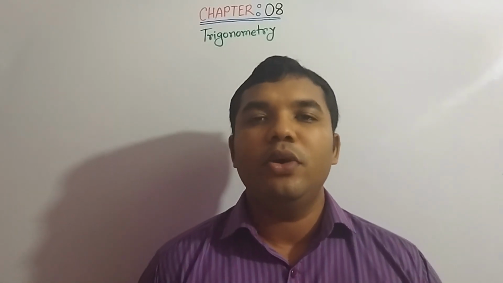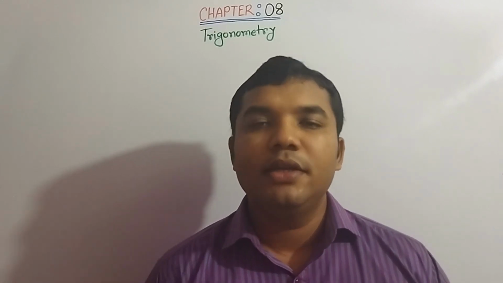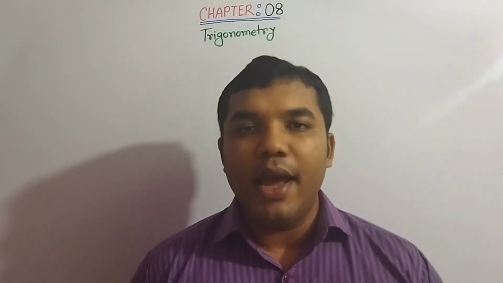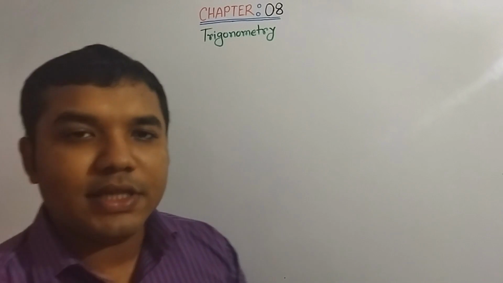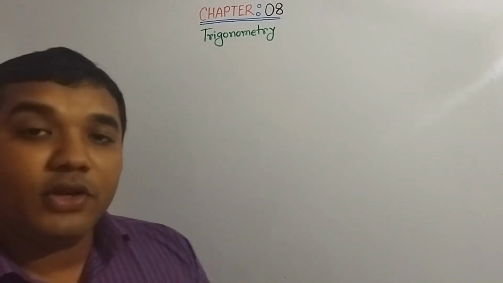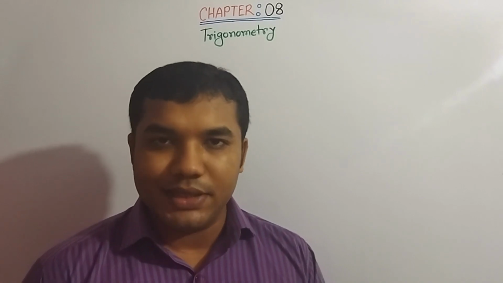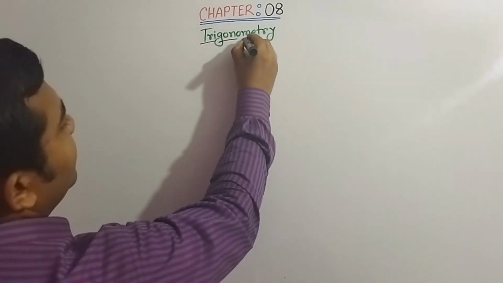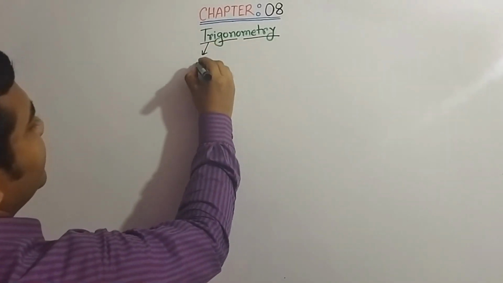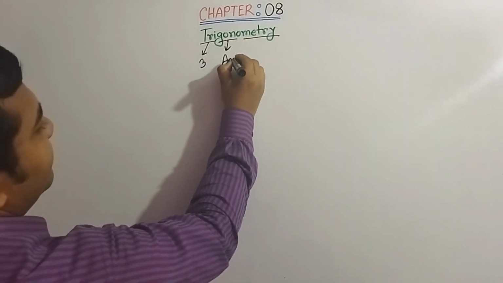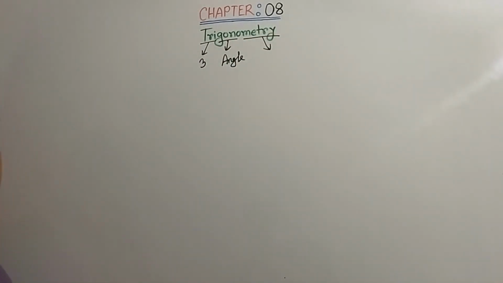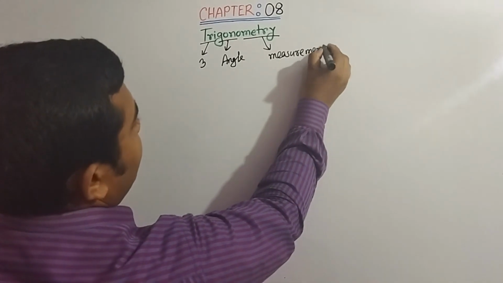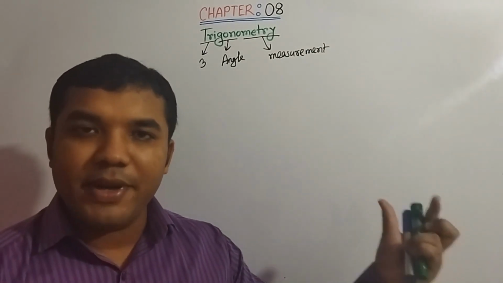So dear students, according to our lesson plan, today we are going to discuss chapter 8 trigonometry, and especially the basic part of chapter 8.1. First of all we need to understand the meaning of trigonometry. If we break down the word trigonometry into 3 parts, we get tri, gon and metry. Tri means 3, gon means angle, and metry means measurement. So trigonometry means the measurement of 3 angles.